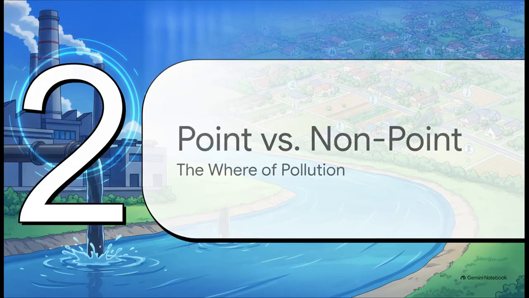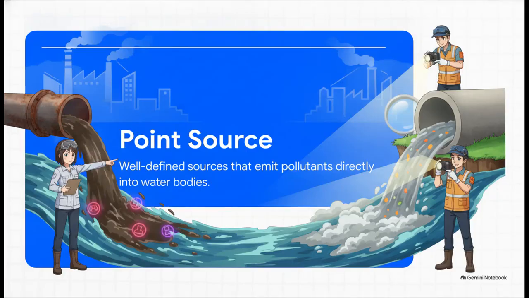Moving right along to Section 2, point versus non-point sources, or the where of pollution. Now pay attention here, because this is perhaps the single most important distinction you need to understand in environmental engineering. This entire categorization focuses on one thing: whether or not a pollutant's origin can be isolated to one specific, identifiable location. Let's start with point sources.